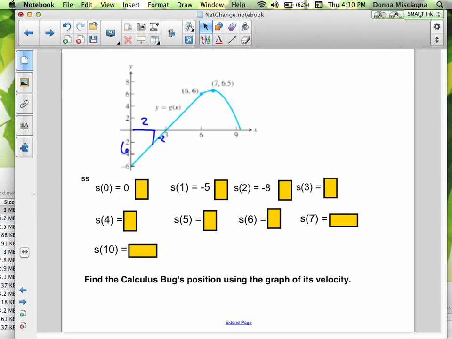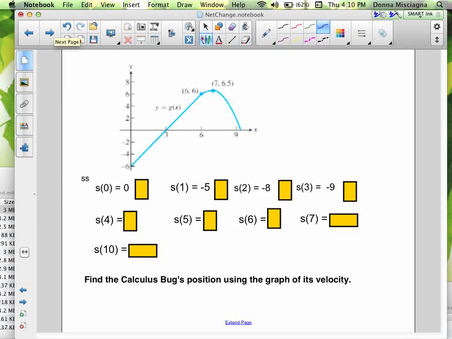The next one is a super easy one. Hope you don't miss that one. S of 3, where's the bug? Negative 9, right? That's the area under that triangle. I didn't make this hard. 6 times negative 3 times a half. Negative 9. S of 4, where is our bug located?